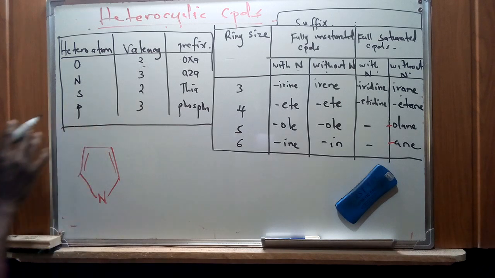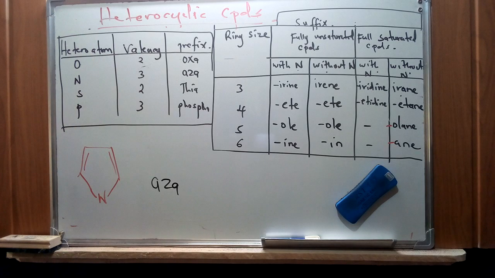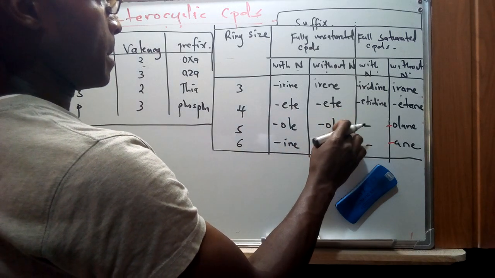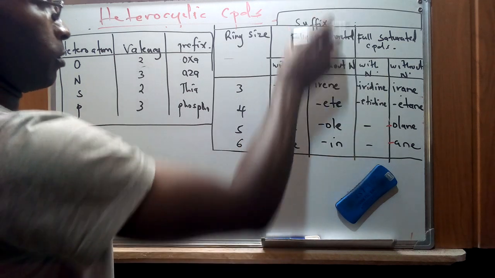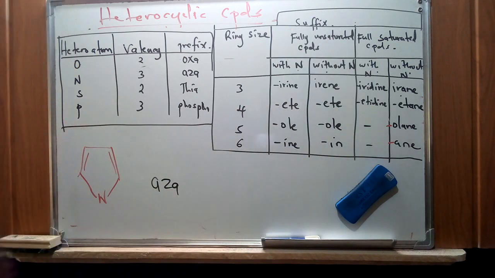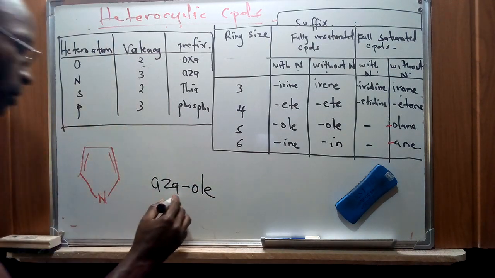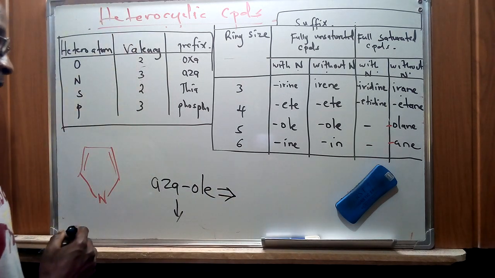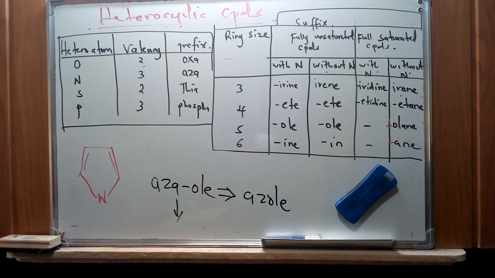So for one that contains nitrogen, it's going to be aza. The ring size is 5, and therefore it contains nitrogen, and it is of course unsaturated. So we're going to follow this column and look at this. So it's going to be ole. Now if you drop this A that is there for aza, then we're going to have azole as the name of this particular compound.